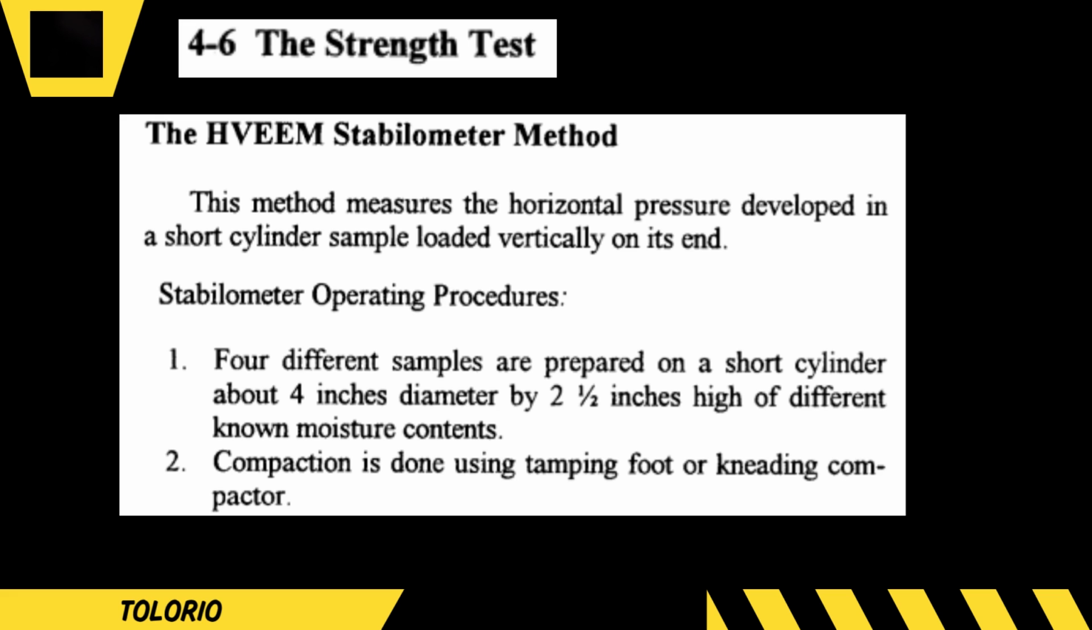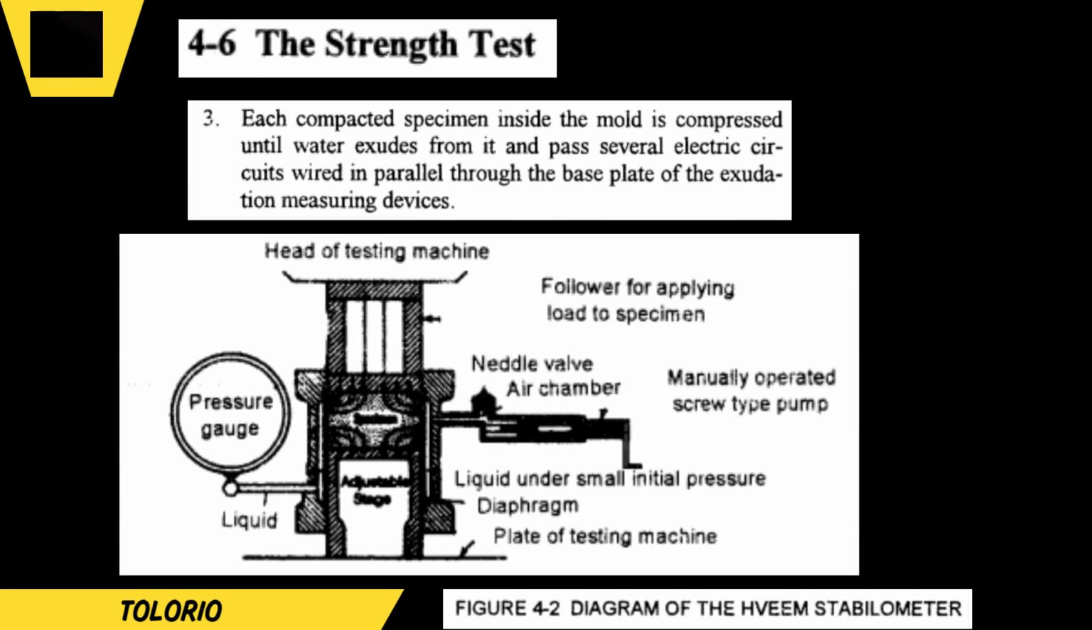2. Compaction is done using tamping foot or kneading compactor. 3. Each compacted specimen inside the mold is compressed until water exudes from it and passes several electric circuits wired in parallel through the base plate of the exudation measuring device. Diagram of the beam stabilometer.